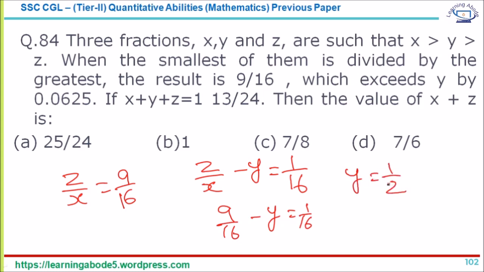Okay, now if x plus y plus z is equal to 37 by 24, what is the value of x plus z? Okay, so you subtract y, that will be x plus z, that will be 25 by 24. Okay, so x plus z is equal to x plus y plus z minus y. So that's answer option A for question number 84.